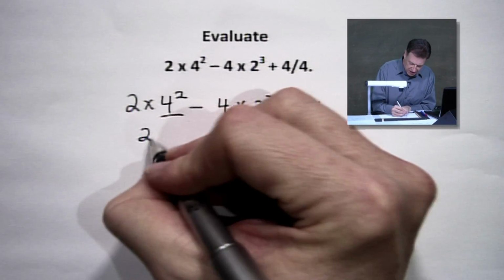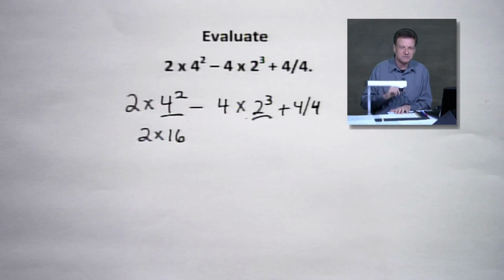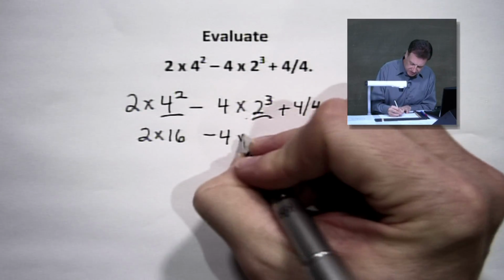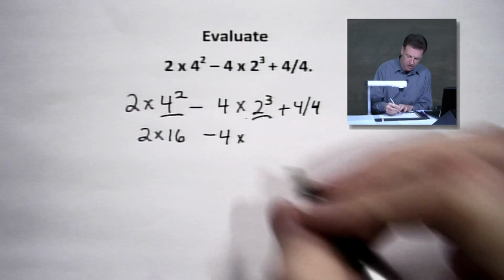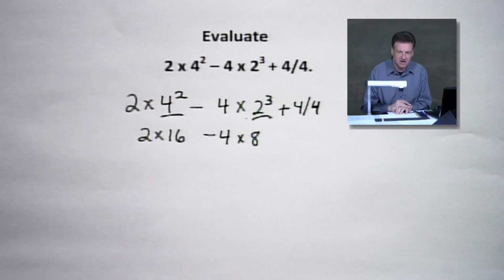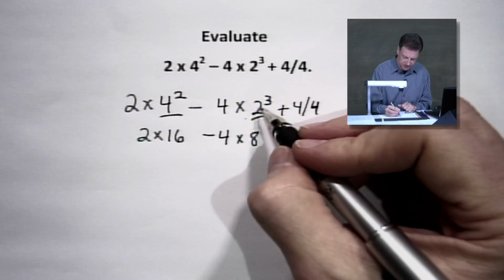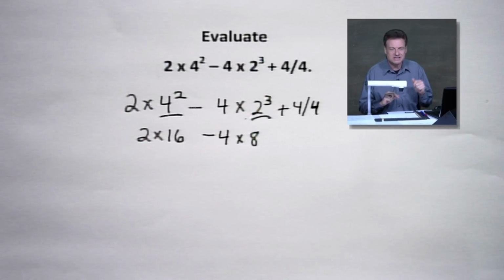I've got 2 times 16. We've already mentioned 4 squared. That's going to give us 16. It's 4 times 4. Not 4 plus 4. 4 times 4. Minus, here comes 4 times 2 to the third. That means 2 times 2 times 2, which gets us all the way up to 8. Woo! Big 8. All right? Don't do 2 times 3. That's not what that means. That would be 3 times 2 or 2 times 3, we would see. This is the exponent.